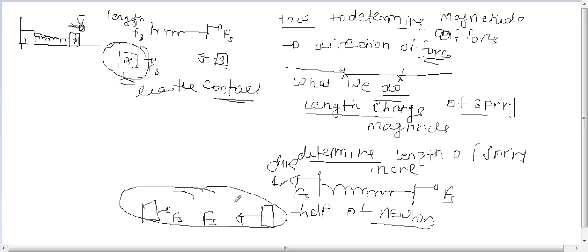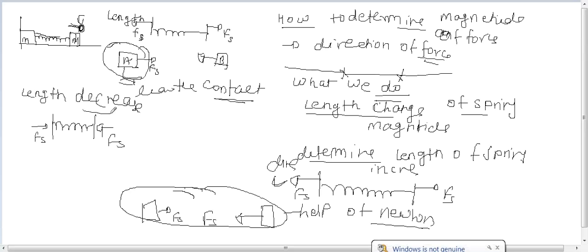And if the length of the spring is going to decrease, there should be a compressive type of force. The length of the spring is going to decrease, so the forces on the spring are something like this. This is Fs and this is Fs. The length of the spring decreases.